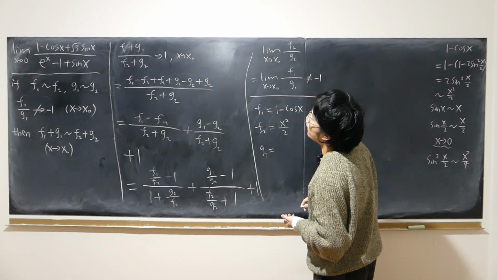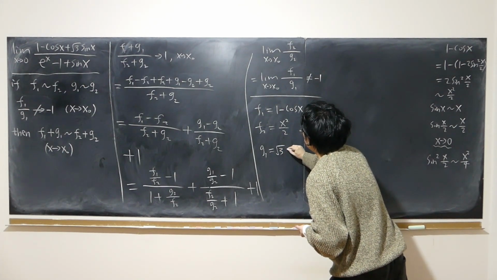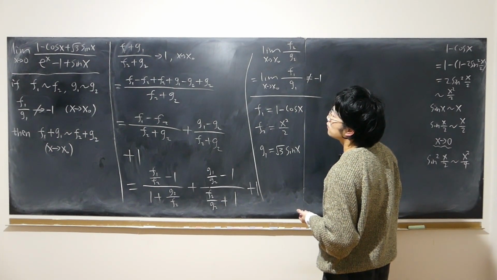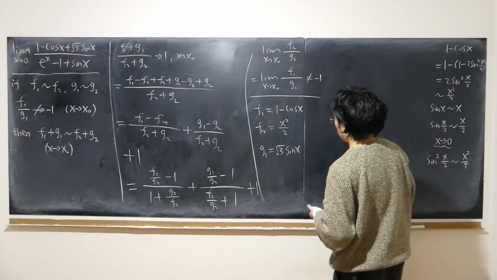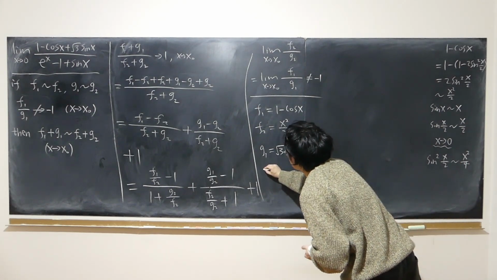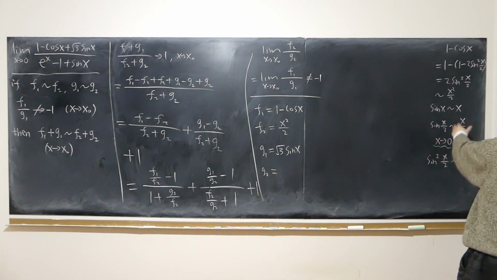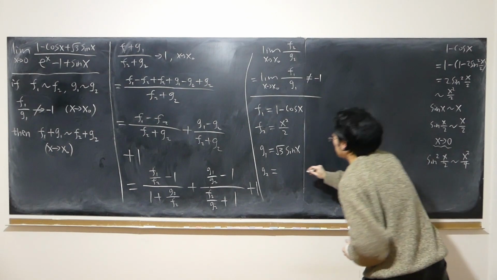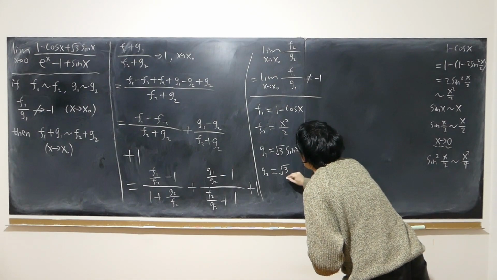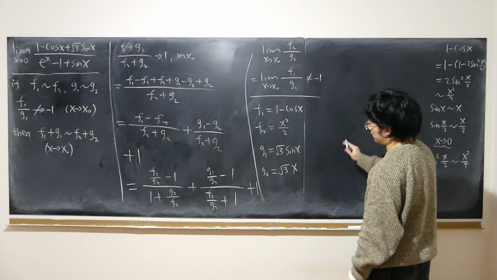Now, what's g1? Square root of 3 times sine x. So in this case, what's g2? What kind of function is equivalent to this? Since sine x is equivalent to x during the limit process, I can easily say g2 must be square root of 3 times x. They must be equivalent during the limit process.